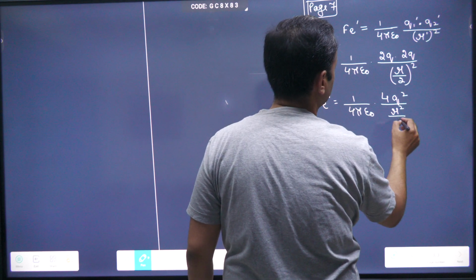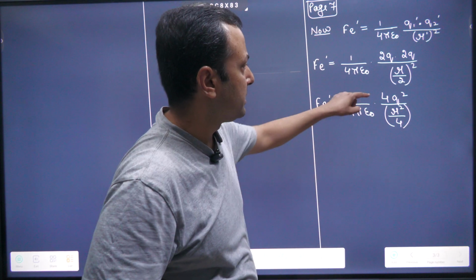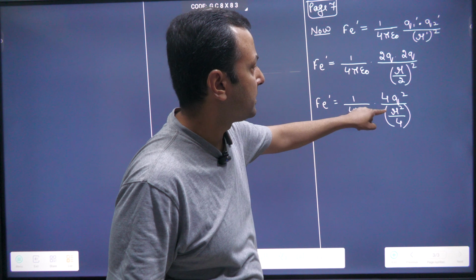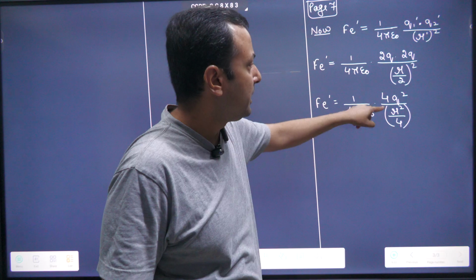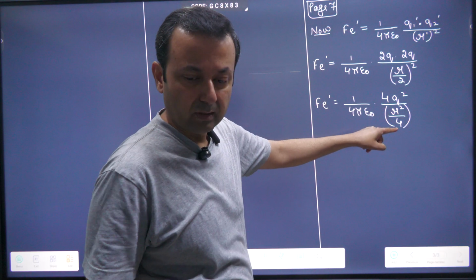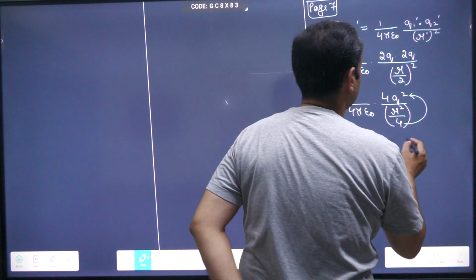And what is the square of 2? It is 4. Okay, whenever we have terms like this, there is a numerator and a denominator, and we have a denominator of the denominator. So the denominator of the denominator actually gets multiplied by this numerator.